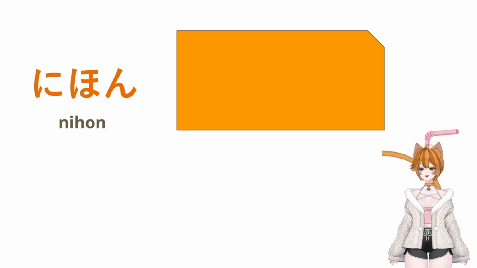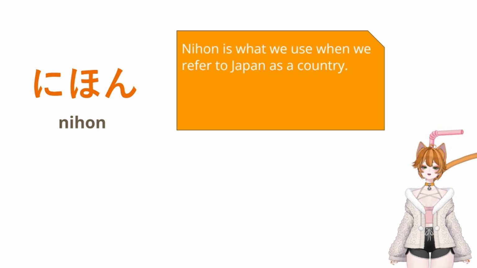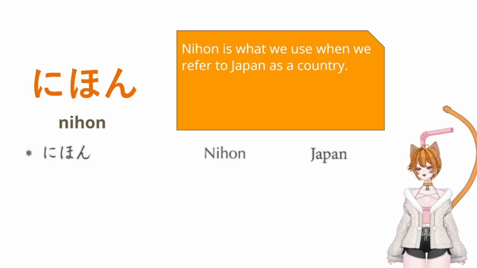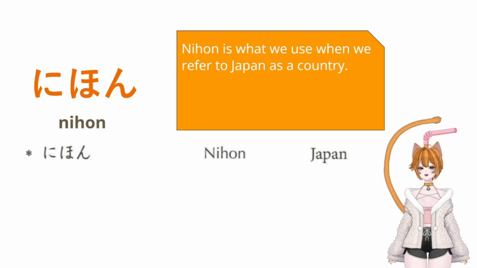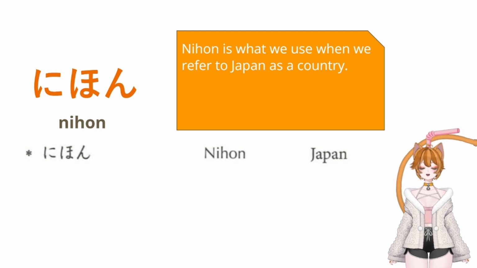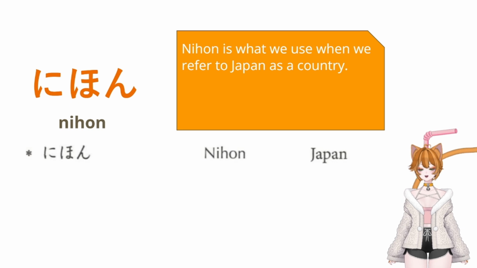Alright, our next one is nihon. So nihon is what we use when we're referring to Japan as a country. I was about to say Japanese, when we're referring to Japan as a country. So as we saw earlier, when we added Nihonjin, it became Japanese people. And when we added Nihongo, it became the Japanese language. This is the base here. This just means Japan.